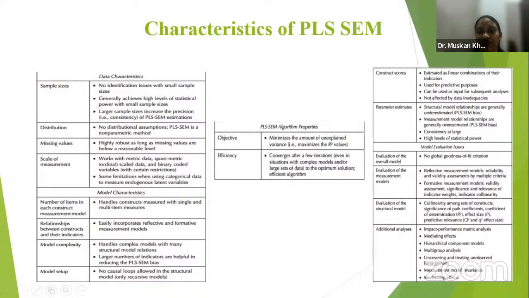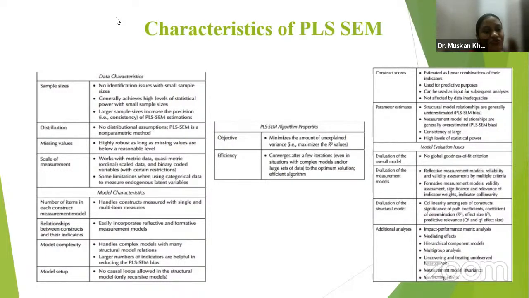Next, we have evaluation of the model. There are no global goodness-of-fit criteria here. Basically, when we are trying to confirm and accept or reject a particular model, we have to check the goodness of fit. Is my data set a good fit with the model, yes or no? Then in that case we have to check the global goodness-of-fit criteria.